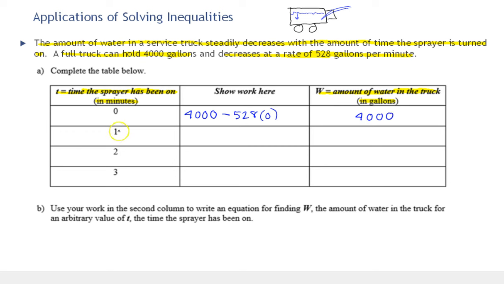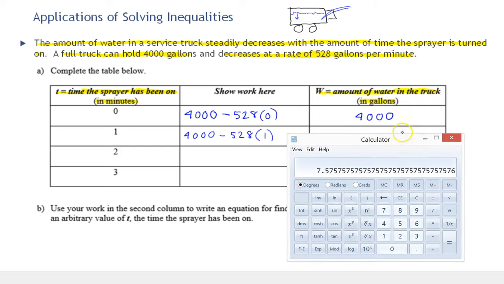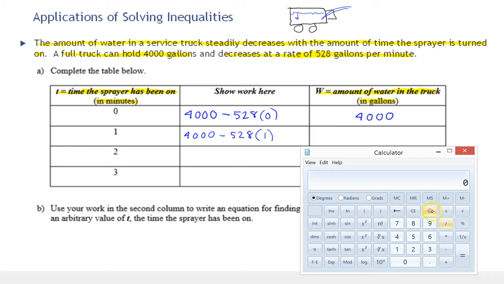Now, if the sprayer has been on for 1 minute, we'd start with 4,000 gallons, and we'd subtract off 528 gallons per minute, and we'd multiply that 528 times 1, since it's been on for 1 minute. Okay. So now let's compute this value. 4,000 minus 528, and I'm going to multiply that by 1, even though that's just 528, just to show the structure, is 3,472 gallons.